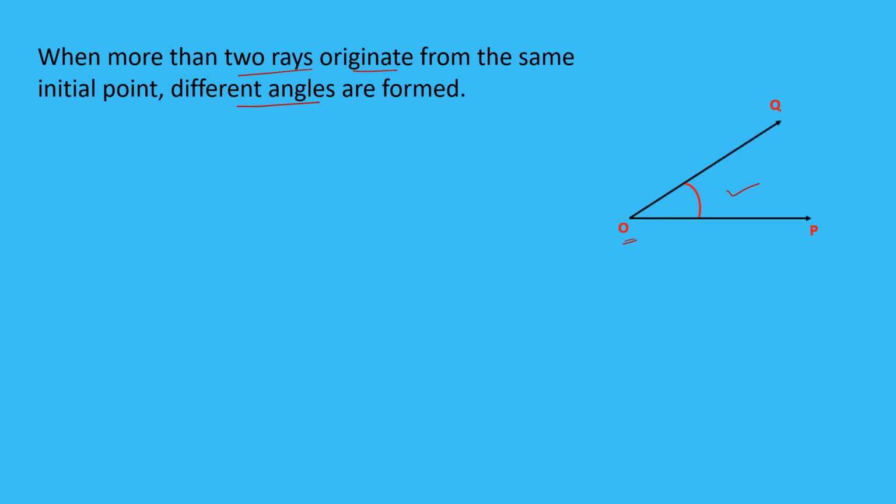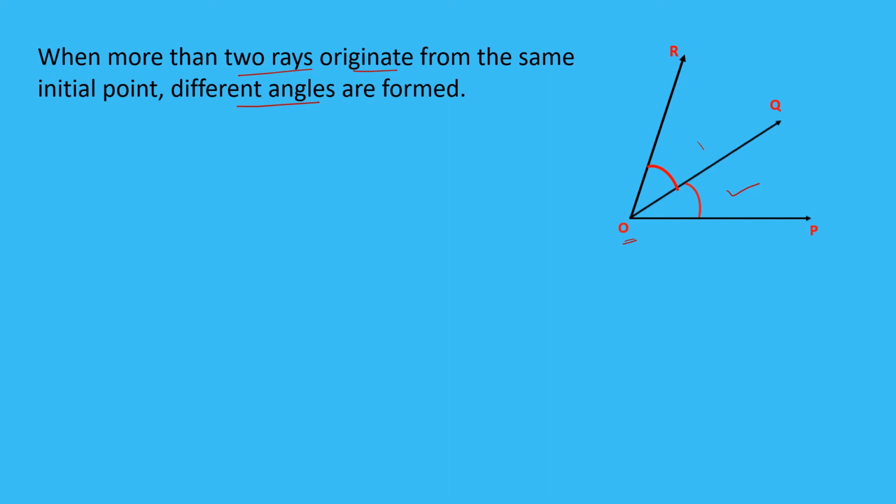Now see how. The initial point is O only. We have the two rays already. Now we have one more ray. Suppose this ray is OR. Now with this ray and ray OQ, again one more angle is formed.